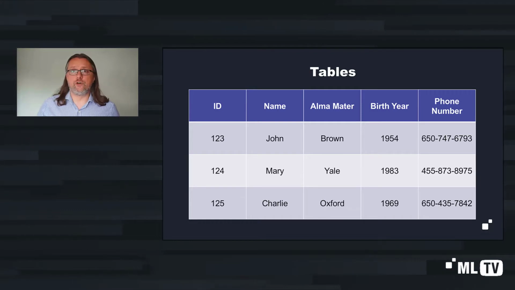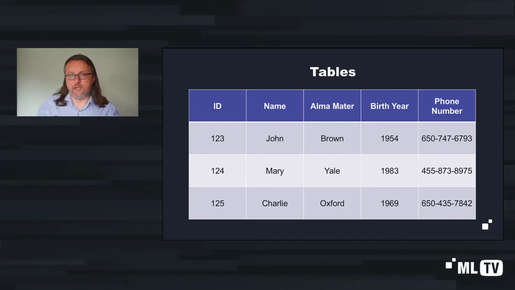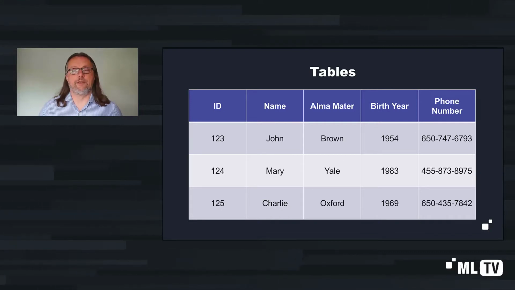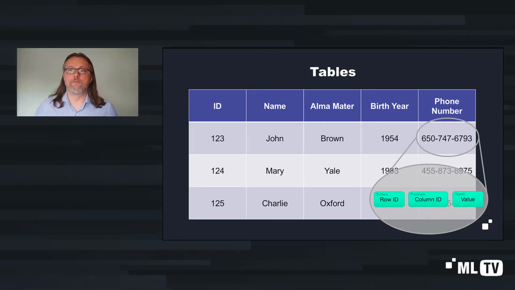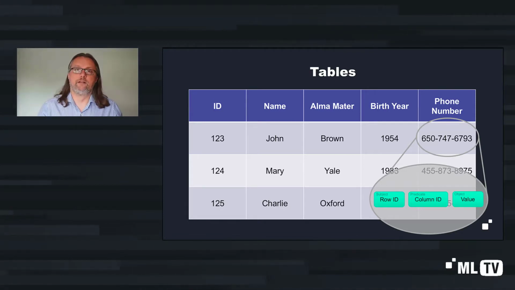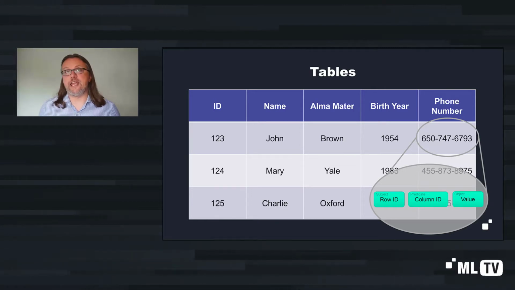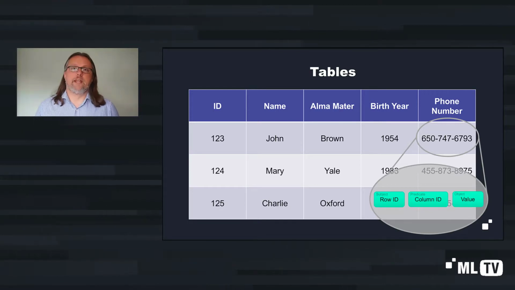But we also store our tables in the triple index as well. That may be slightly confusing to start with because it's called the triple index, but this is how we do that. For each cell in your table, we store a row ID, a column ID, and then the value from that cell. And in that way, the cells of the table look like triples and are stored in the triple index.